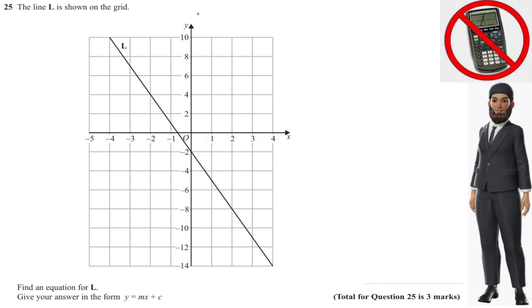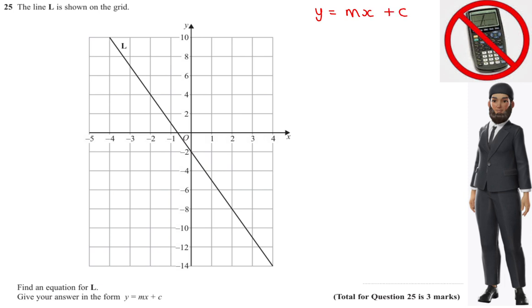The line L is shown on the grid. Find an equation for L, give your answer in the form y equals mx plus c. So let's write that down. Over here we need to work out the equation in terms of y is equal to mx plus c.